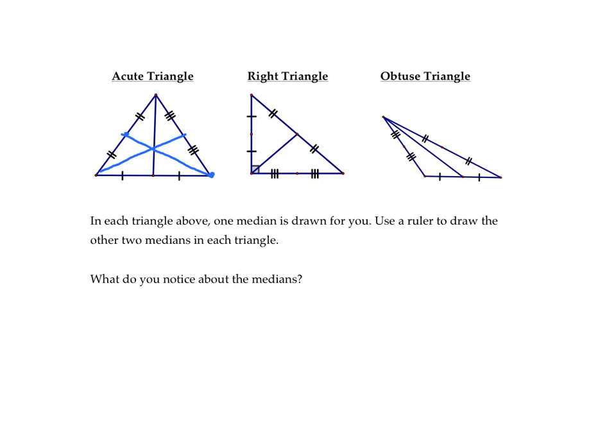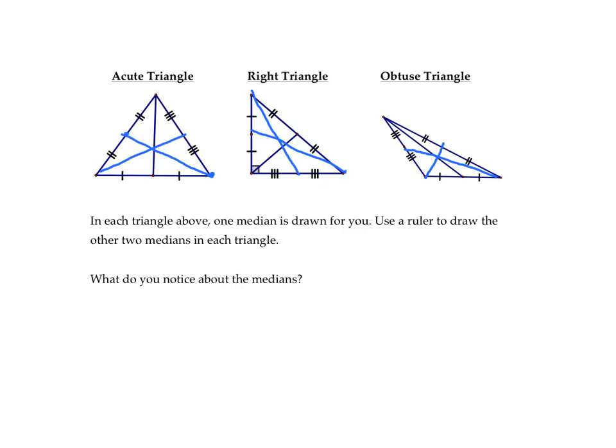Okay. So now take a look at the right triangle. Connect this point at the top with the midpoint of the opposite side. Connect this vertex down here with the midpoint of that side. Again, yours should be a lot neater since you're working with your ruler. In the obtuse triangle, connect this vertex with the midpoint of that opposite side, and connect this midpoint with that vertex. And again, we have our third median drawn for each of these triangles.